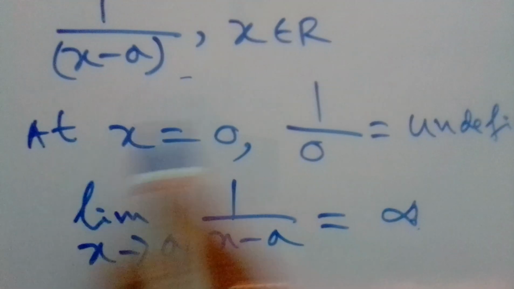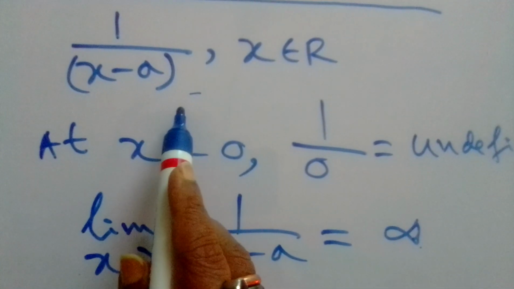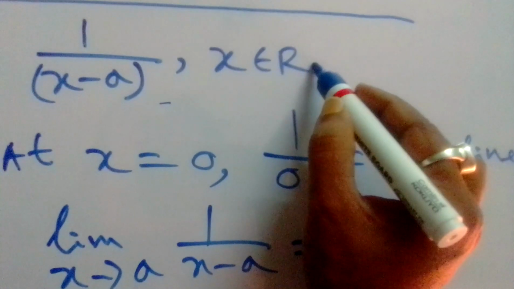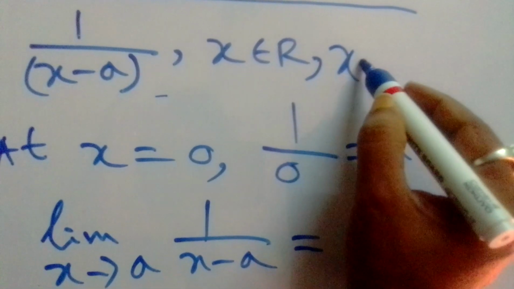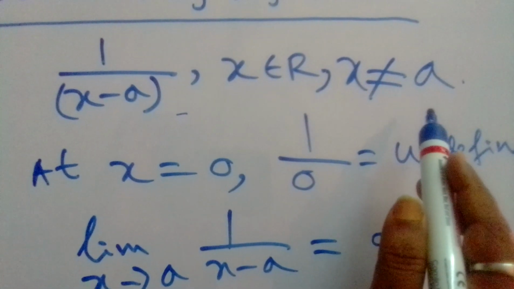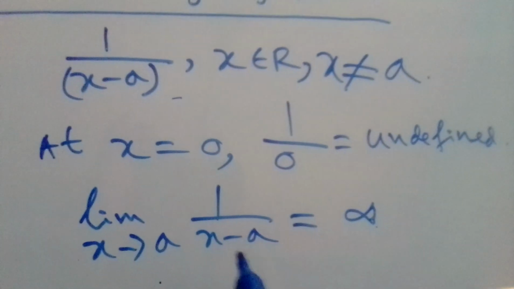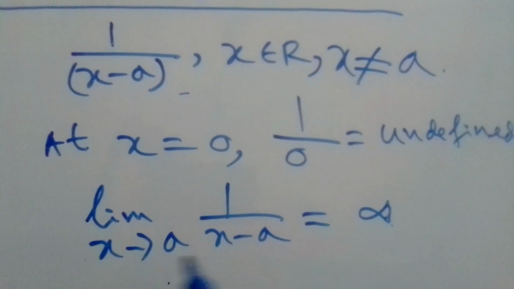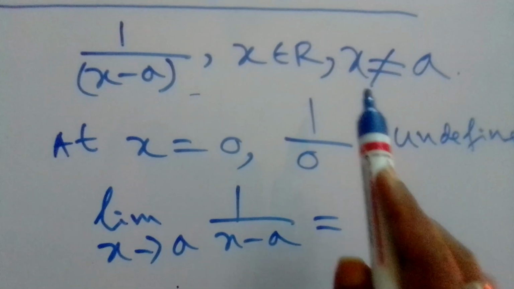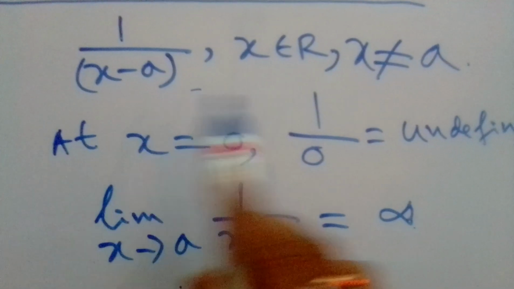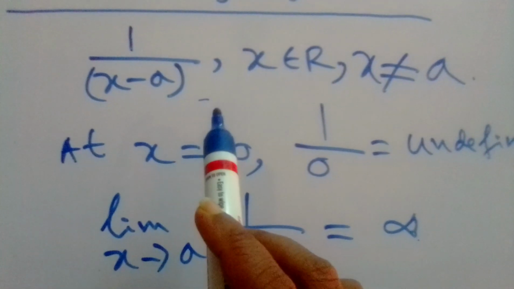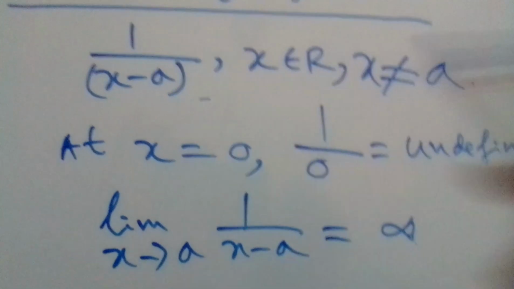So the function is defined outside the point a, and here we write x is not equal to a. If we take this limit, we get infinity, an infinite region. But outside that a, we define this function, whatever the value of x except a. So it is called the domain of definition.